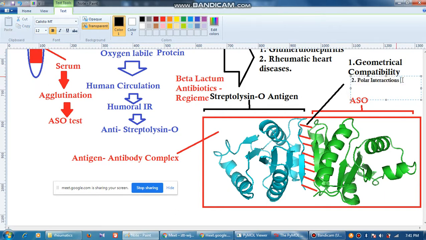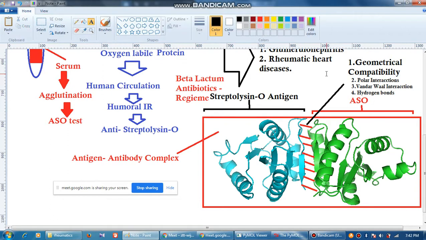So polar interactions, then van der Waals interactions. Mostly for science people this will be needed, but not for the medicos. Then what else? Hydrogen bonds. All these kinds of interactions will be there to a certain extent. Otherwise, it will not be a stable thing. Hydrogen bonds and so on. Some more could be there. Due to this, the interface is very, very stable and also customized.